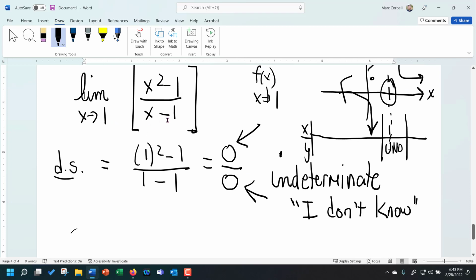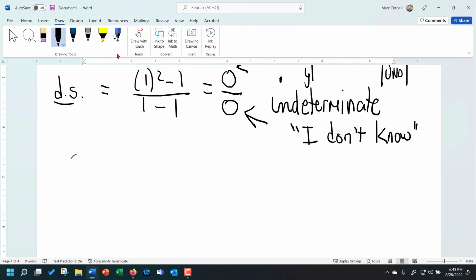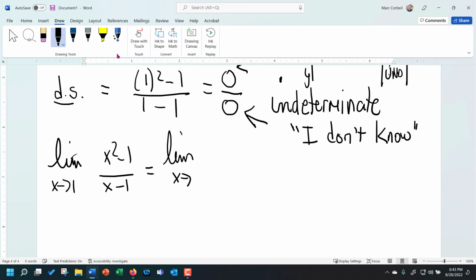Now, what we're going to do with this form is a little factoring. So I'm going to start with my expression here. I had the limit as x goes to 1 of x squared minus 1 over x minus 1. We're going to go ahead and factor the top, so we keep the limit. We haven't changed anything. And I get x plus 1 times x minus 1, over x minus 1.